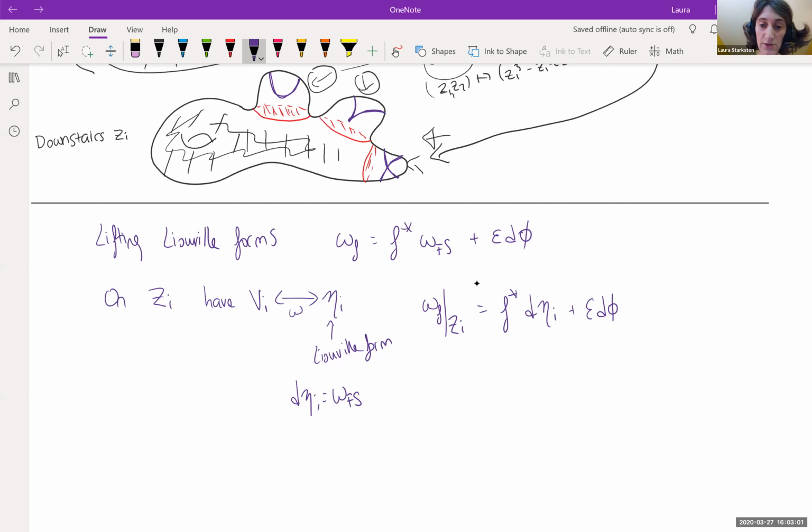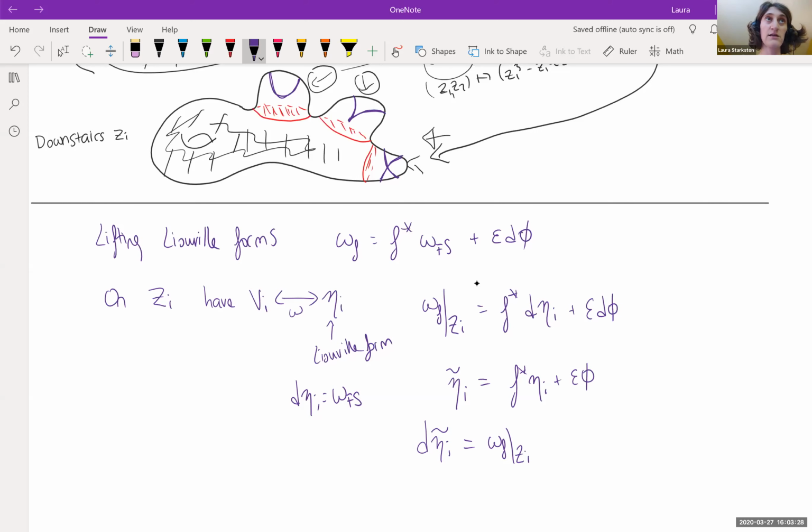And so then I can look at a Liouville form on the lift, which is just the pullback of eta I plus epsilon times phi. And then the exterior derivative of this is exactly this omega f restricted to Zi. So that's what tells us that the Liouville structure pulls back.